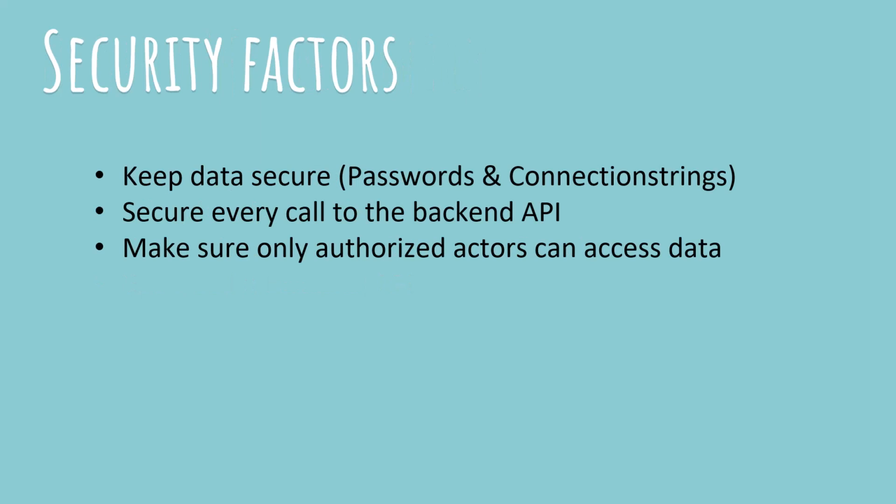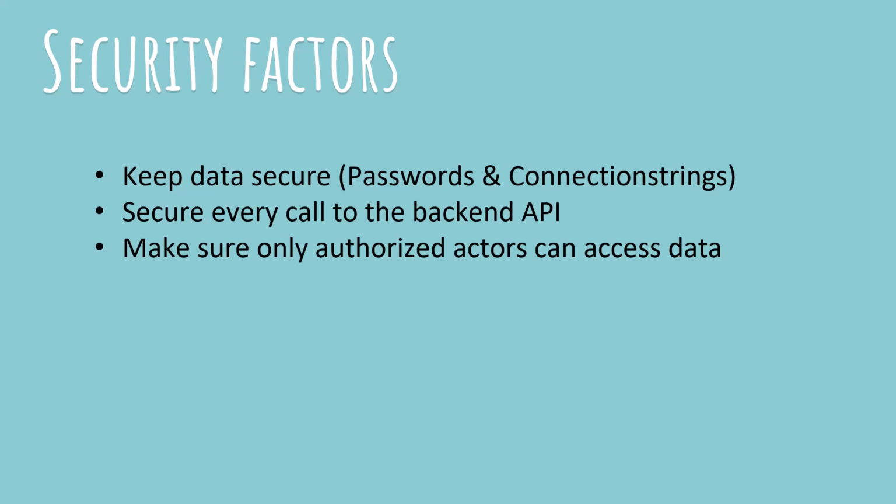So when I started to write code in Blazor WebAssembly, I had to overcome these obstacles. The first is keeping data secure: how to handle passwords and connection strings, and how to secure every single call to the backend API. Because when you do have a backend API, which is basically just a REST API which emits JSON, anyone from any place can connect to it and call the methods on it.